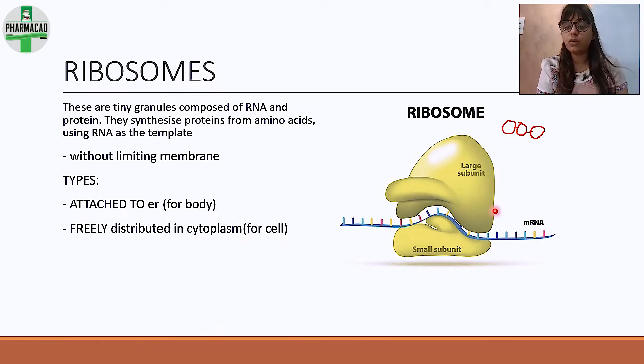Where are they found? They are found attached to the endoplasmic reticulum, and they are freely distributed in the cytoplasm. The ones attached to the endoplasmic reticulum, whatever proteins they make will be for the whole body. Whatever the body needs. And the ones freely floating in the cytoplasm, those proteins will be only for the cell.